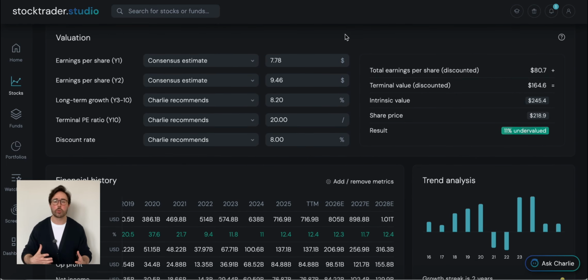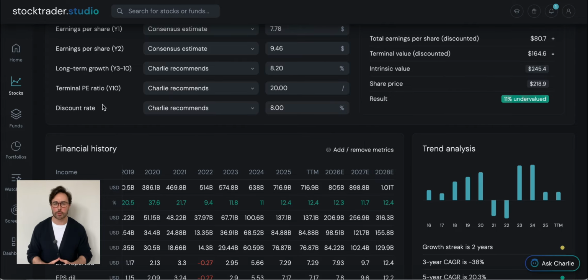Traditionally, doing this or doing a DCF can be time consuming, but the platform has a built-in tool that makes it super simple. The integrated tool takes 4 things into account. 1. Wall Street's EPS estimates for the next 2 years. 2. A long-term growth rate of 10 years. 3. A PE exit multiple, which tries to tell what investors may pay for the stock in the future. And 4th, a discount rate to account for risk.